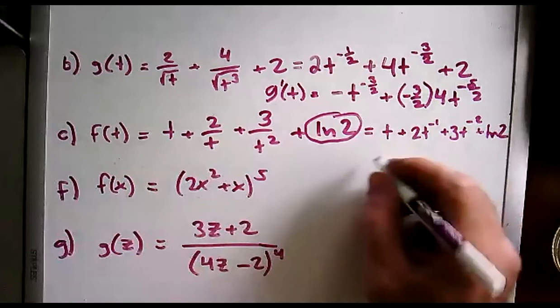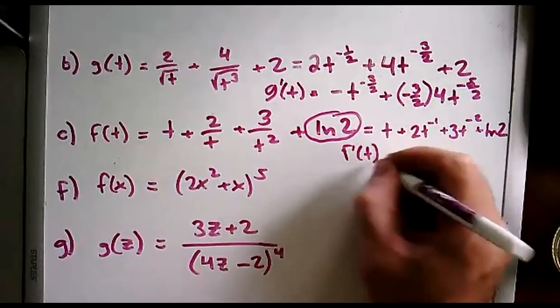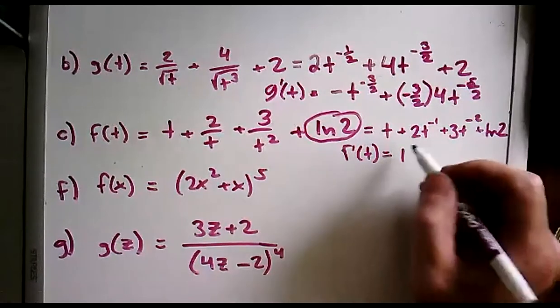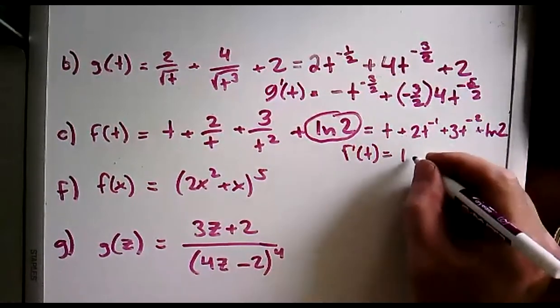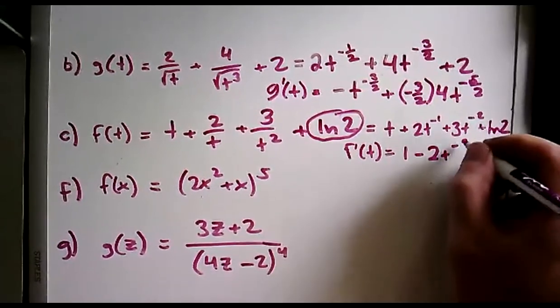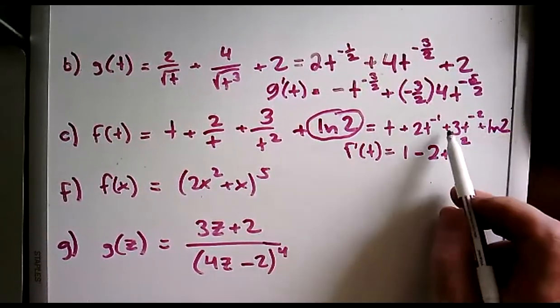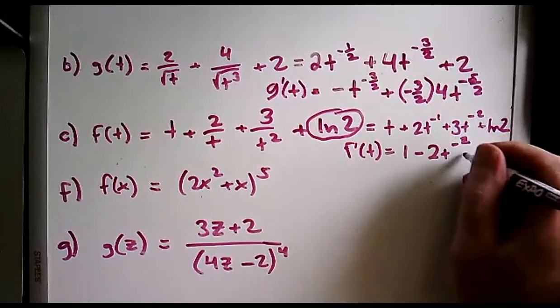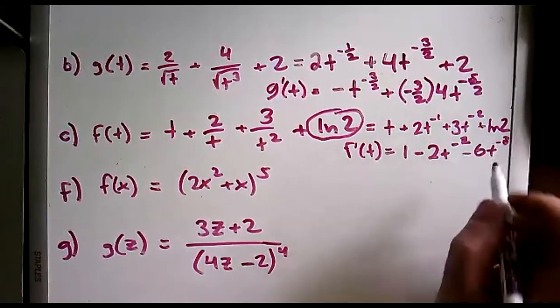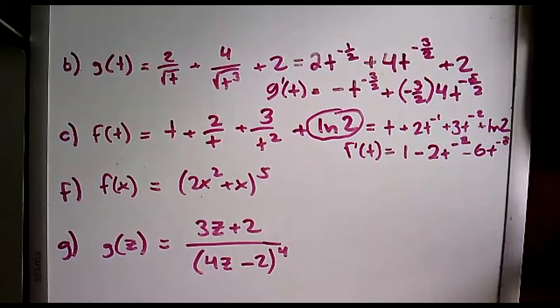And so our overall derivative then, f prime of t, we'll just go term by term. So derivative of t is 1. Derivative of 2t to the negative first is minus 2t to the negative second. And the derivative of 3t to the negative second is negative 6t to the negative third. And then that ln 2 just goes to 0. So there's my answer for C.